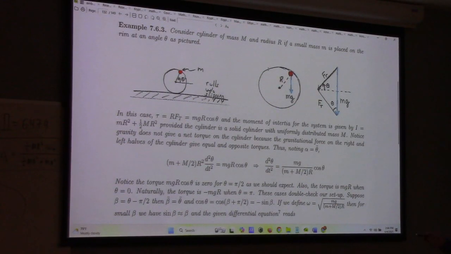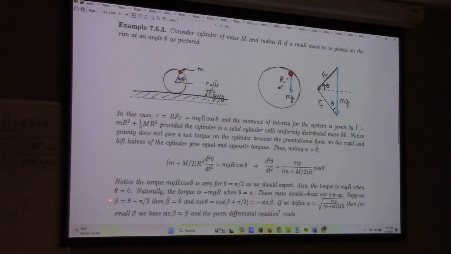So what I do here, I put theta equals pi over 2. At pi over 2, the torque is 0, right? So that's one thing. And the torque, I say the torque is mgr when theta equals 0. That's kind of expected, all right? Now I say, suppose that we've got beta, which is theta minus pi over 2, which, I think that would make beta measured off the, like down here.